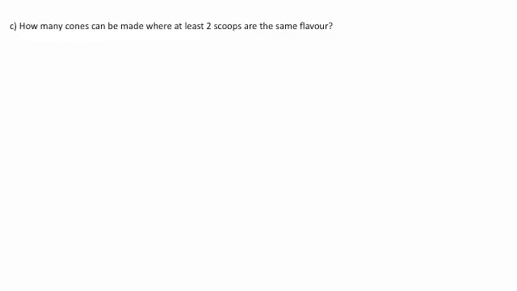So in part C, this is the final restriction in this question. How many cones can be made where at least 2 scoops have the same flavor? At least 2 scoops means 2 scoops the same is good, and 3 scoops the same is good. But what we don't want is a cone where all of them are unique. So how can we accomplish this? We realize that with this kind of restriction, we have to count very carefully.